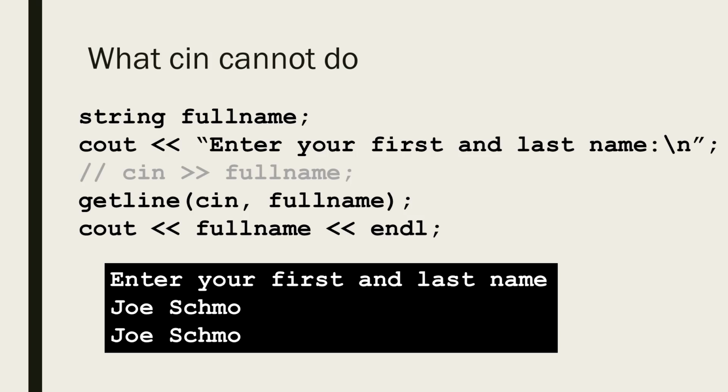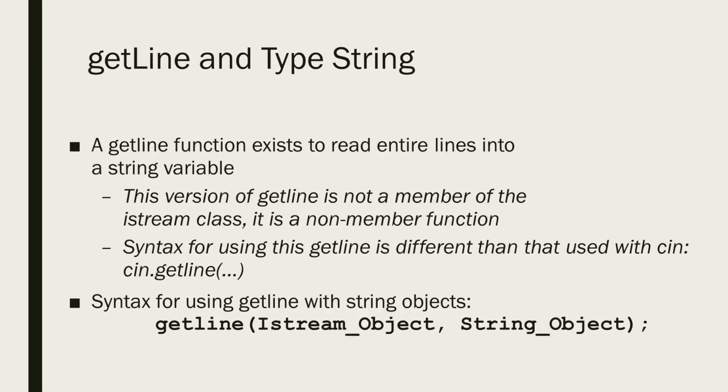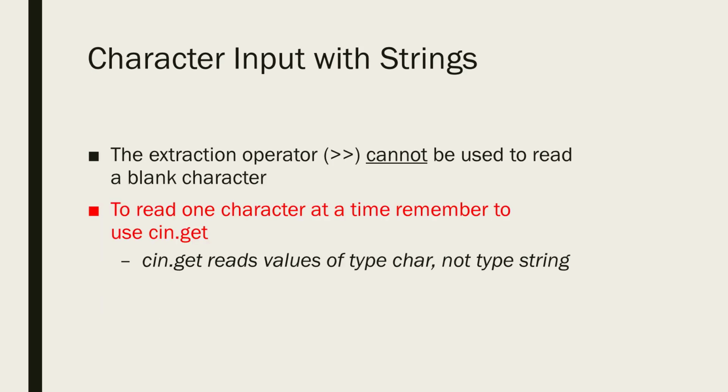So getline is passed an input stream and a string object, and it reads everything in the stream all the way to the newline and puts it in. If you want to read one character, you can use the get function to read one character at a time.